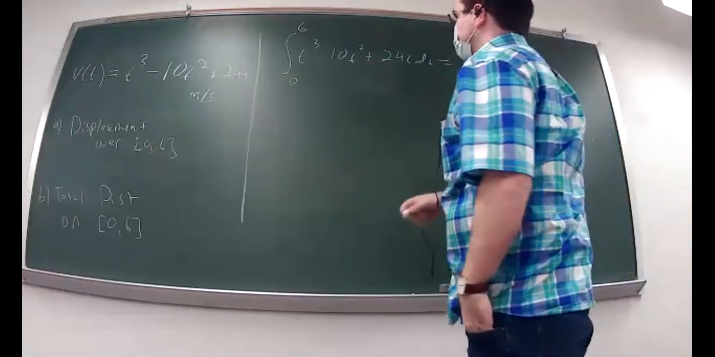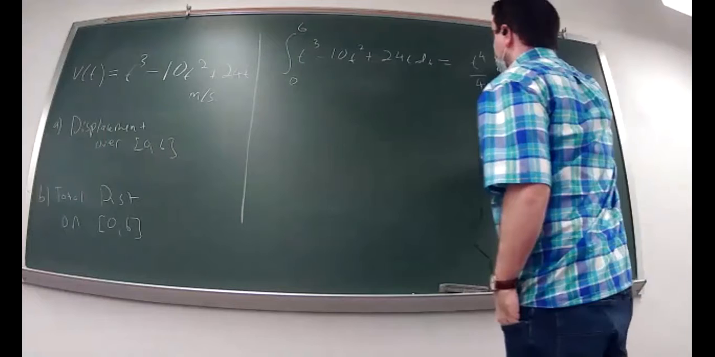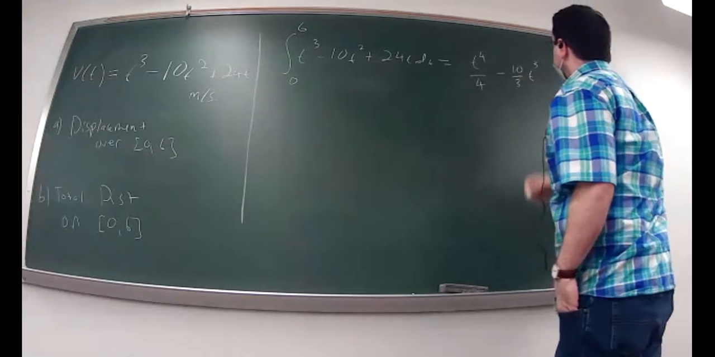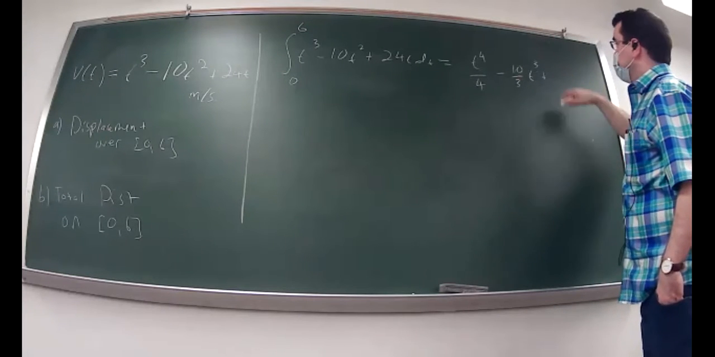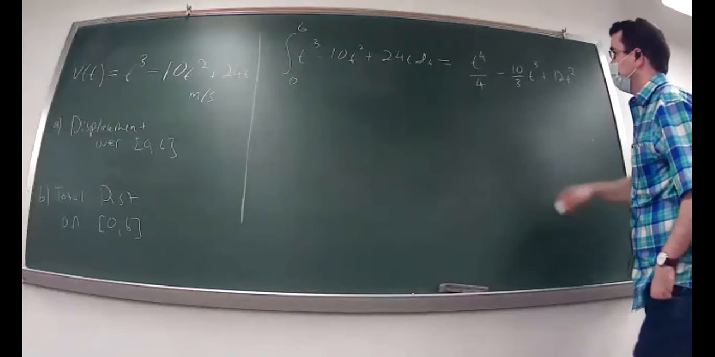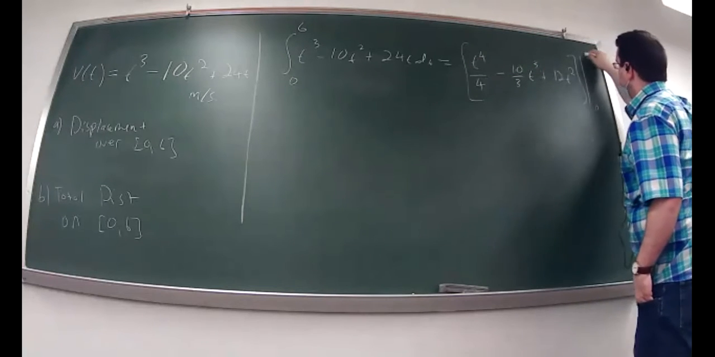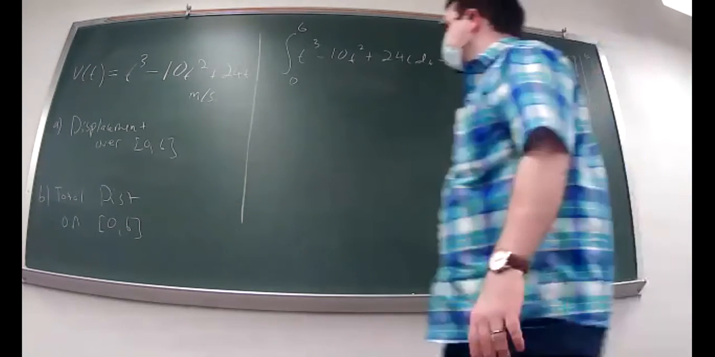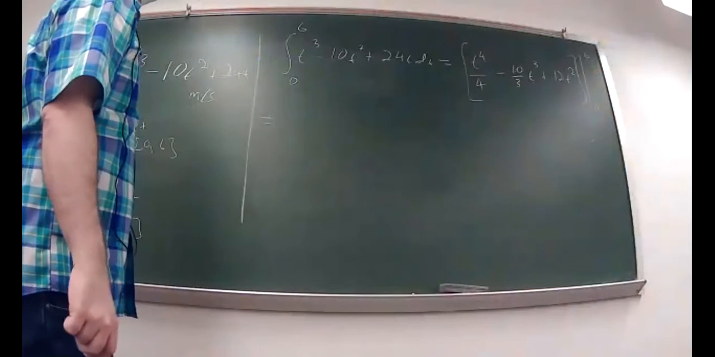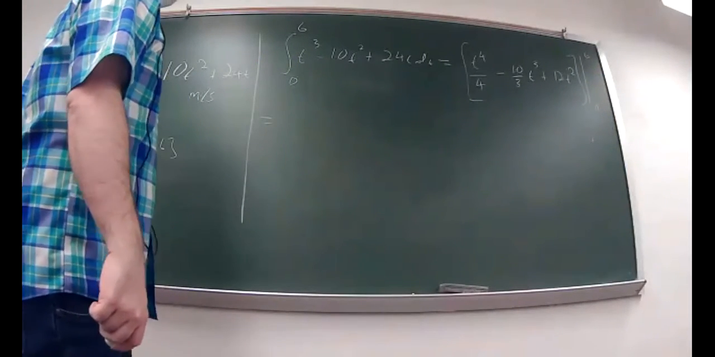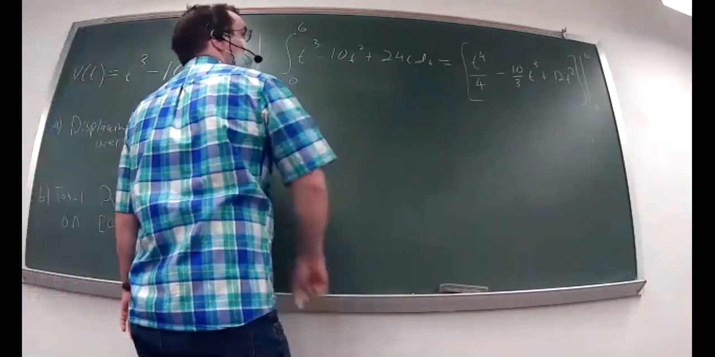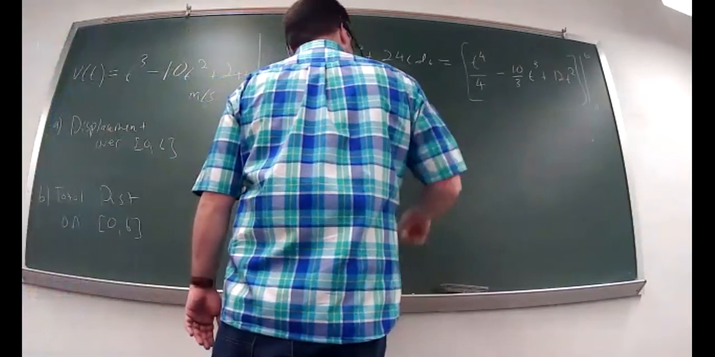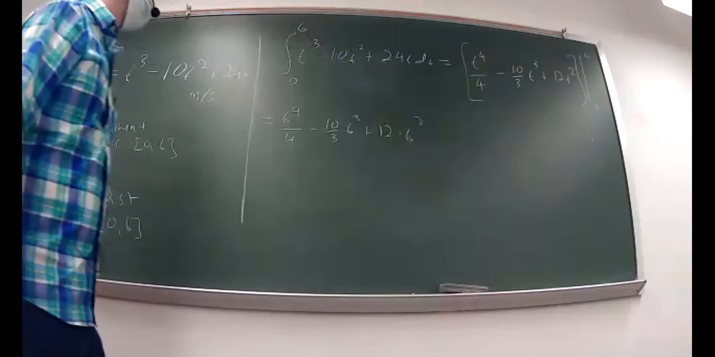And so to compute this, you find an antiderivative. So t to the 4th over 4 minus 10/3 t cubed plus 12t squared. So find an antiderivative and then evaluate it from 0 to 6. Evaluating at 0 will just give you 0. Here you get 6 to the 4th over 4 minus 10/3 times 6 cubed plus 12 times 36. So 12 times 6 squared.